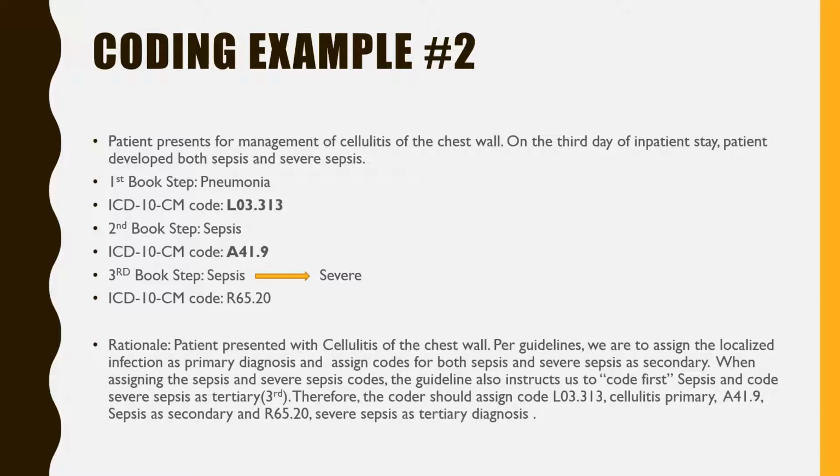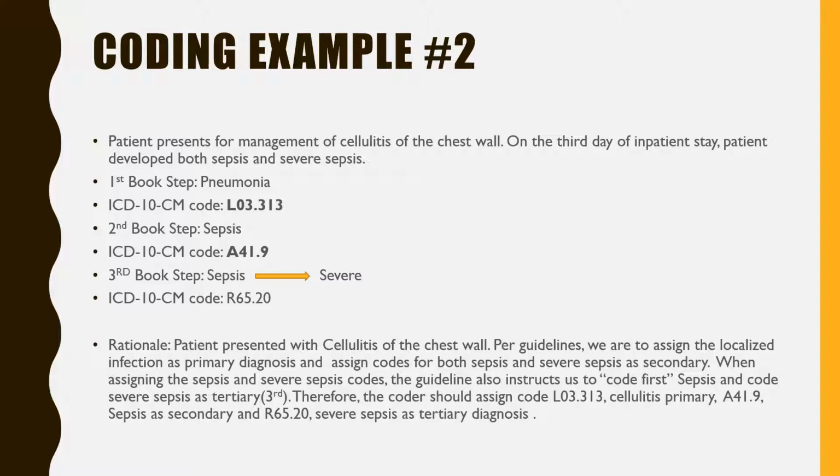Therefore, the coder should assign code L03.313, which represents our cellulitis, as our primary diagnosis, A41.9, which represents our sepsis, as secondary, and then R65.20, which represents our severe sepsis, as our tertiary or third diagnosis code.